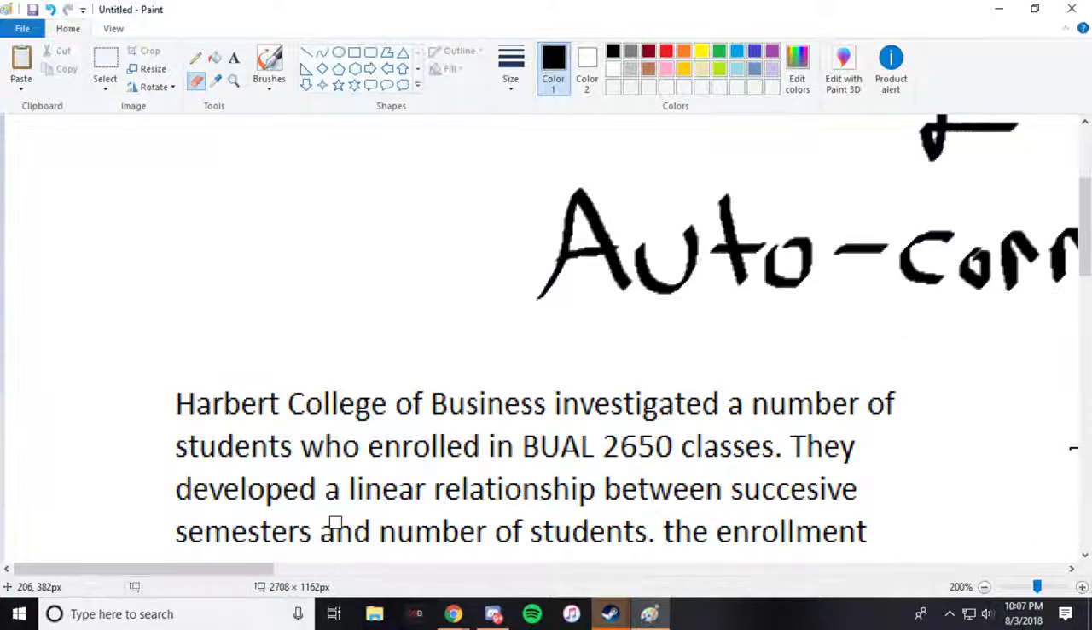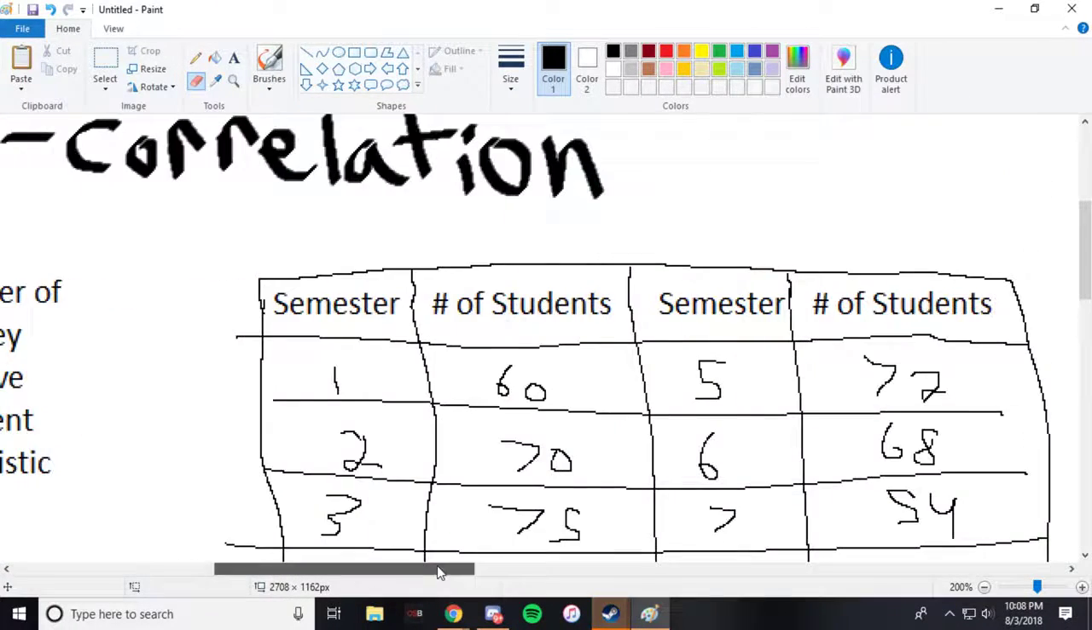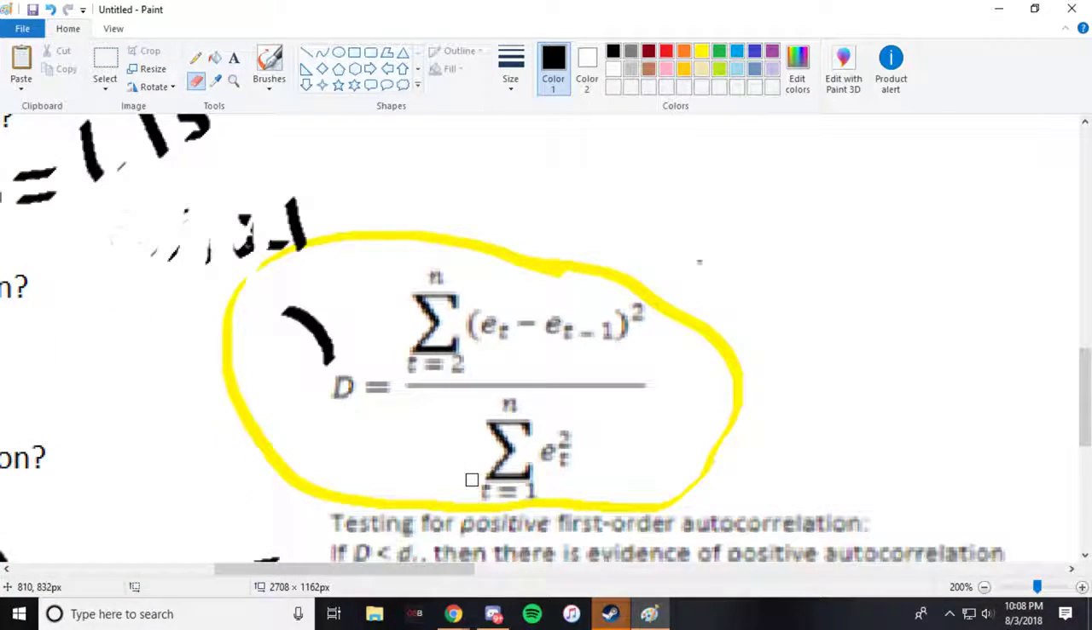It says Harvard College of Business investigated a number of students who enrolled in Business Analytics 2650 classes. They developed a linear relationship between successive semesters and number of students. The enrollment data is provided below, and the Durbin Watson statistic is 0.921. So in this example problem, we are actually provided our D in our equation, which is this right here.